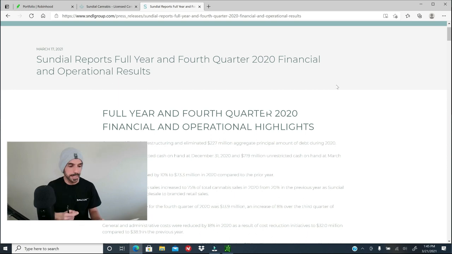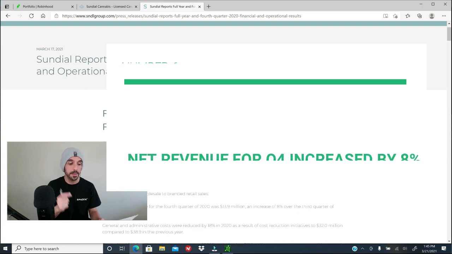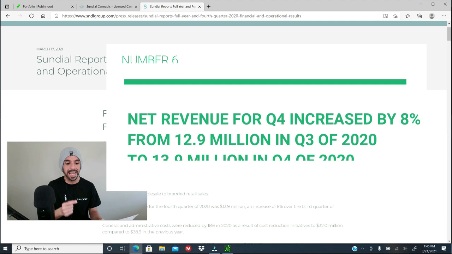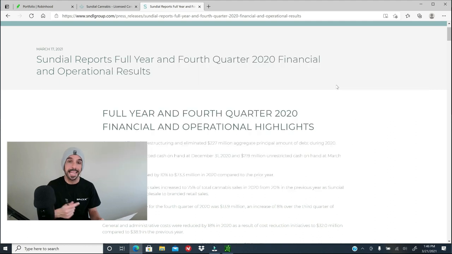And number six, net revenue for Q4 2020 increased by 8% from $12.9 million in Q3 2020 to $13.9 million in Q4 of 2020. Okay, so this was not a crazy improvement from a net revenue standpoint, but at least it is an improvement.